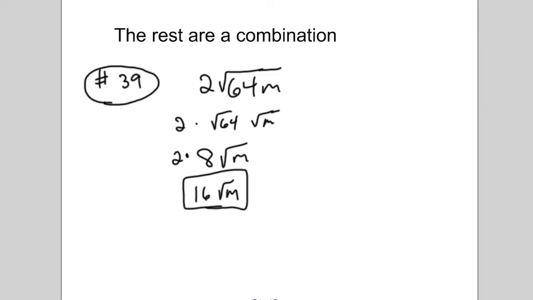Hopefully that's enough information to help you out with the rest of these. Maybe I'll try one more of those combinations. How about question number... I'll go ahead and do 38. I want to leave you some to try on your own, but I'll do 38 for you. 6 square root 32a to the third power.